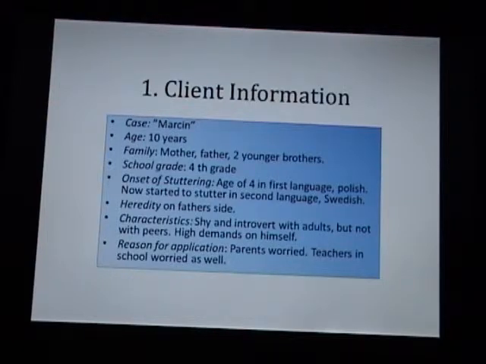Client information. Case Martin, and he's 10 years old. Family: mother, father, 2 younger brothers. School grade: the 4th grade. Onset of stuttering: age of 4 in the first language, and that's Polish. He has now started to stutter in the second language as well, in Swedish. The heredity for stuttering is on the father's side. His father has got a mild stutter that bothers him sometimes.